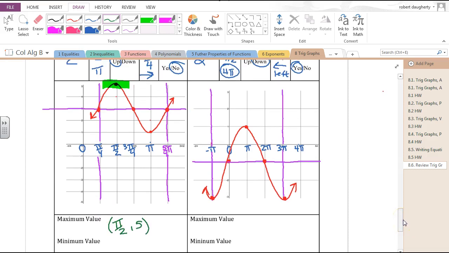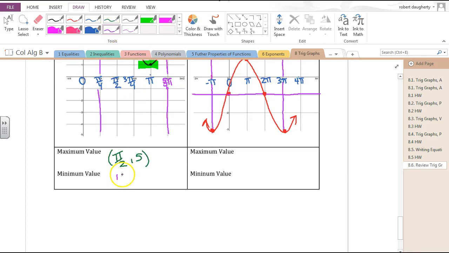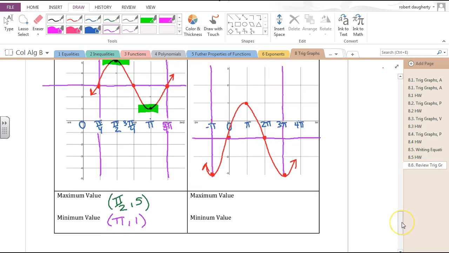Where is its minimum value? That is what? Pi, 1, which is this point you see right here. The x is pi, y is 1. So the next one is pi, 1. Maximum value of the next curve. The next curve reaches a maximum at pi, 1, and it reaches a minimum. There are actually 2 places here. It's negative pi, -3, or 3 pi, -3. Either of those will do for max and min value of the graph.